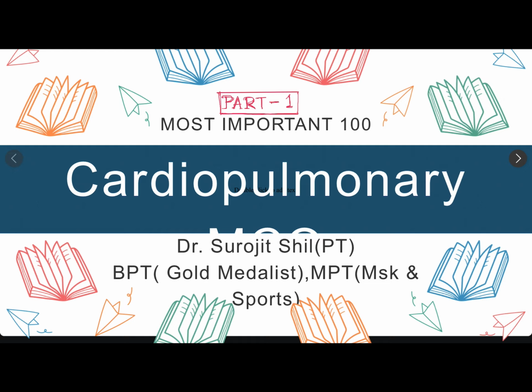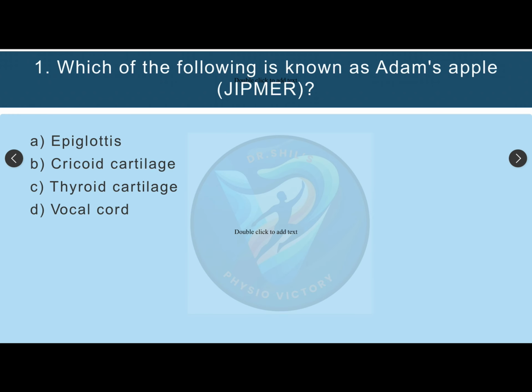Today I will discuss some cardiopulmonary MCQ questions which are frequently asked in different entrance exams of physiotherapy. This will be the first part of the cardiopulmonary series. Let's start. Today's first question is, which of the following is known as Adam's apple?